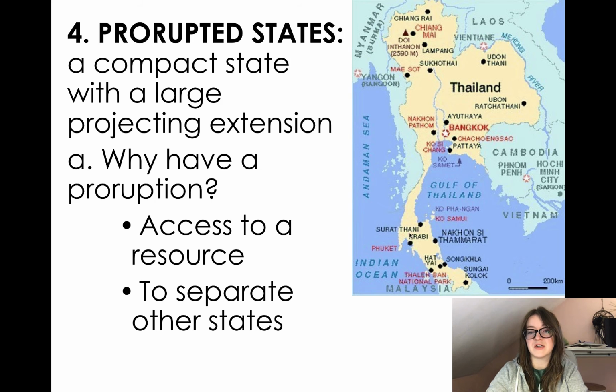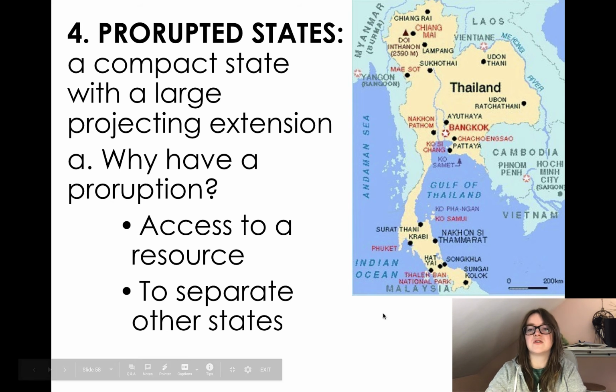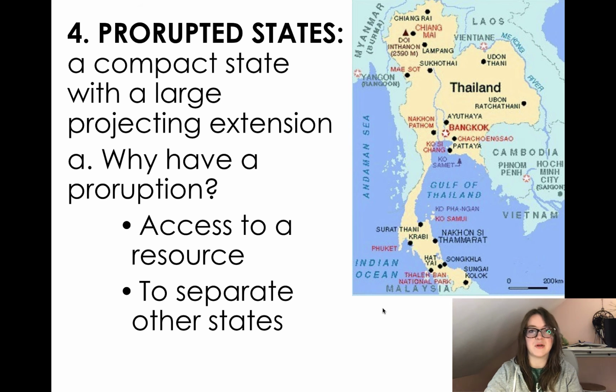This is where a lot of their income comes from. And that's really important. It also gives them access to all of the other resources that are around, so things like fish and oil and whatever else is coming from the ocean.